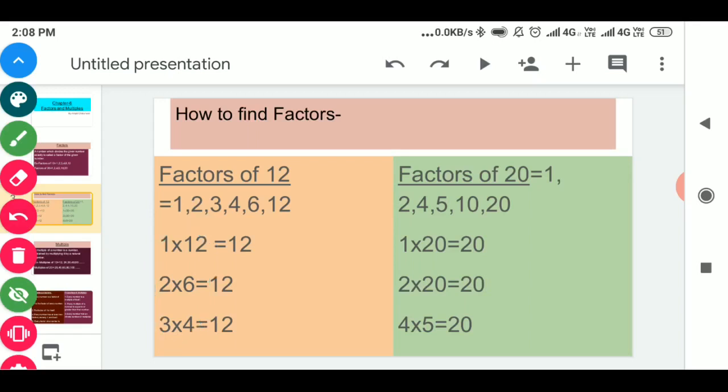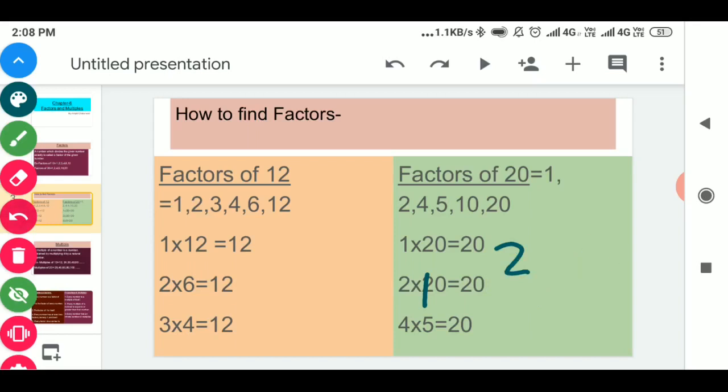Similarly, to find the factors of 20, we take 1 first, then multiply 1 by 20. We get 20. It means these two numbers are factors of 20. If we take the next number, 2, after 1, then here it will be 10. 2 tens are 20. So 2 and 10 are both factors of 20.